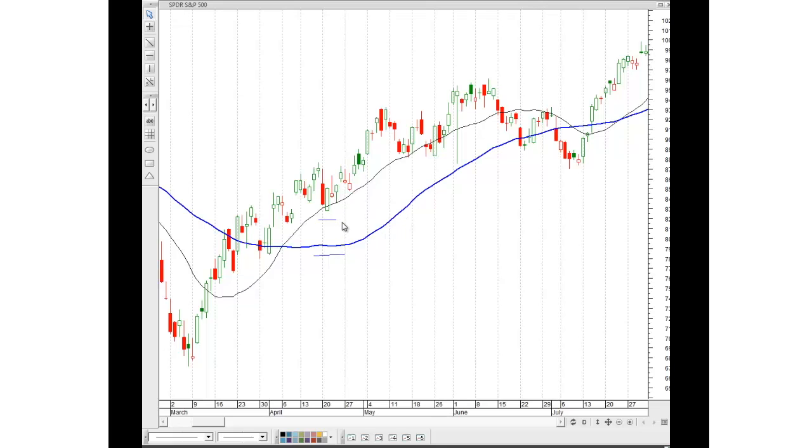Where would you then exit this trade? You would exit on any tag below the 20-period moving average. You don't want to put it right underneath it. You want to give it a little bit of space.